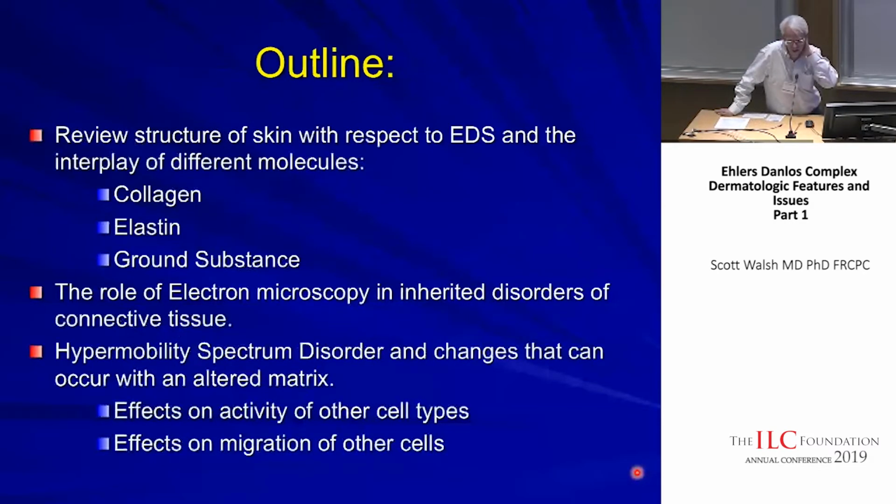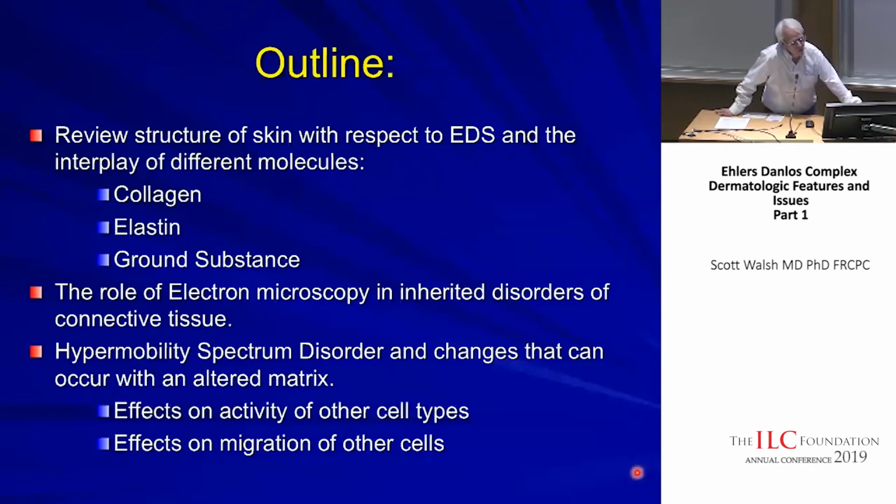So what I'm going to do today is review the structure of skin with respect to Ehlers-Danlos, and I'm going to look at the interplay of the different components of our skin. And so this goes through with all the other organs as well. So there's 3 interplays. There's collagen, there's elastin, and then there's all of the proteins and sugars in between. We call that ground substance.